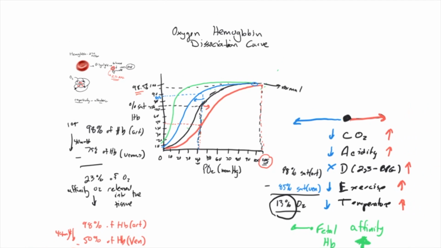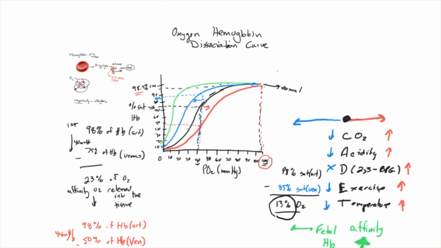So what happens when we see fetal hemoglobin? Well, typically during pregnancy, mom's curve will be in a constant shift right, as 2,3-DPG is constantly increased, temperature is slightly elevated, etc. So that concludes our oxygen hemoglobin dissociation curve. I hope you found this little tutorial useful.